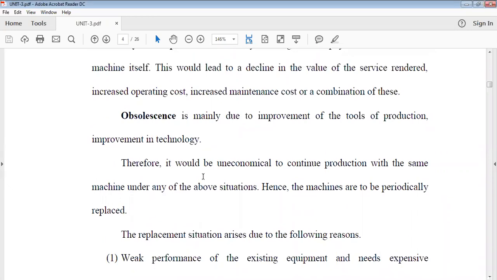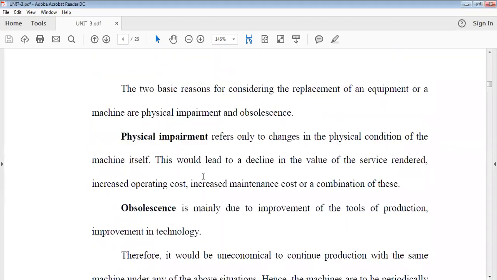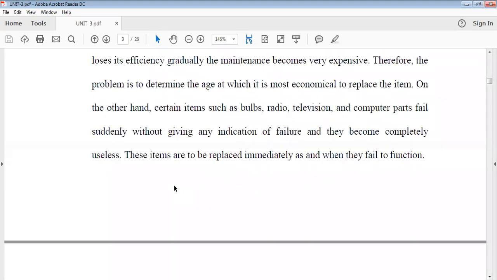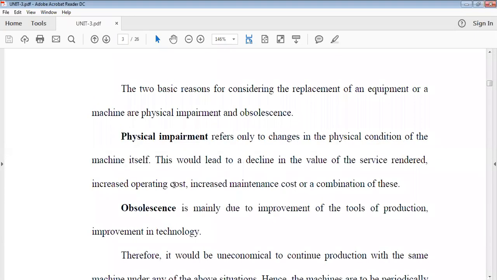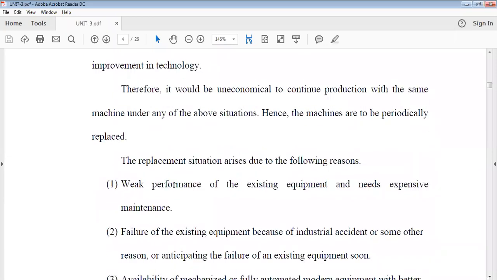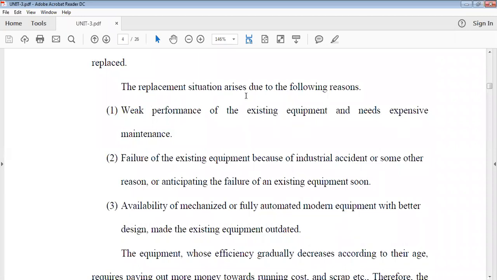So it is uneconomical. With these two conditions, physical impairment and obsolescence, it is useless and uneconomical to continue the production of various products. And so the machines are to be replaced. The replacement situation arises due to the following reasons.